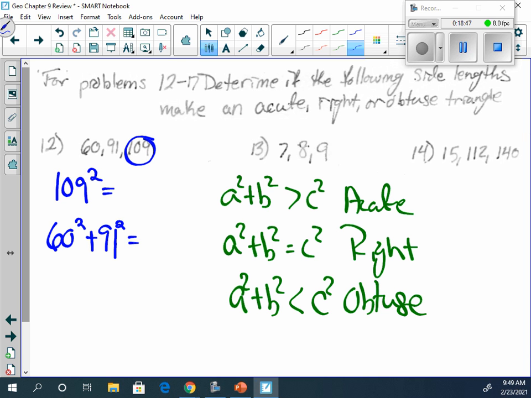And again, at this point here, we can type all this into the calculator. So the first thing I can type in is 109. So we can do 109 squared, and if we do 109 squared, we get 11,881 is our number. Now 60 squared plus 91 squared will give us 11,881.